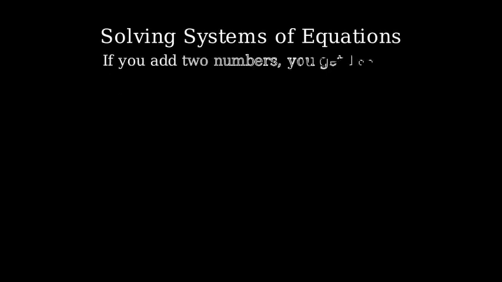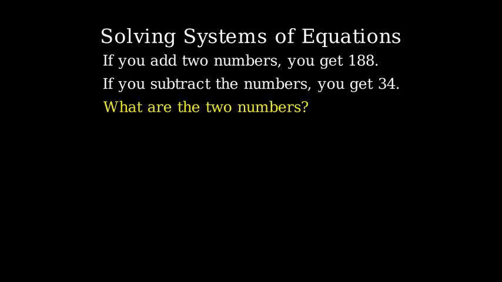Let's solve a word problem using a system of equations. If you add two numbers, you get 188. If you subtract the numbers, you get 34. What are these two numbers? Let's solve this step by step.